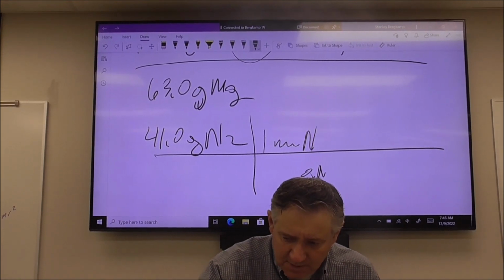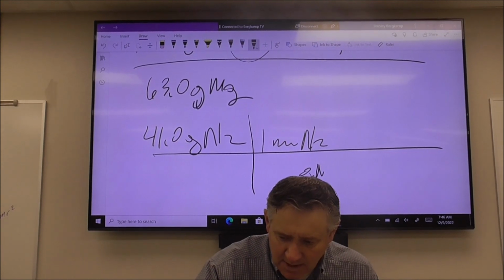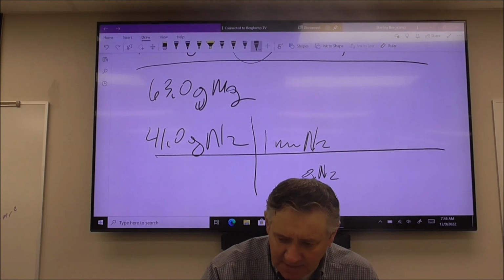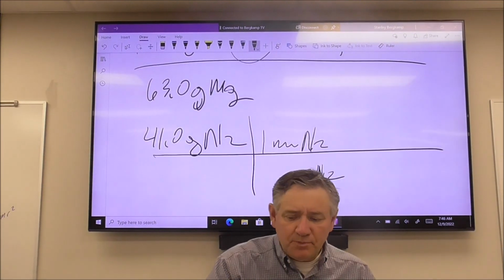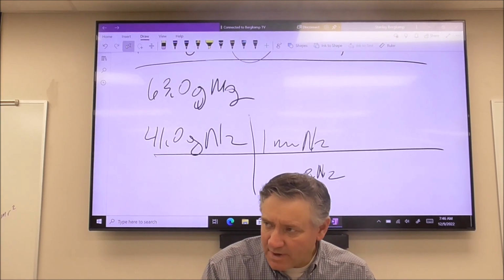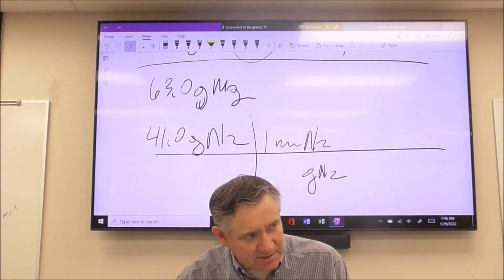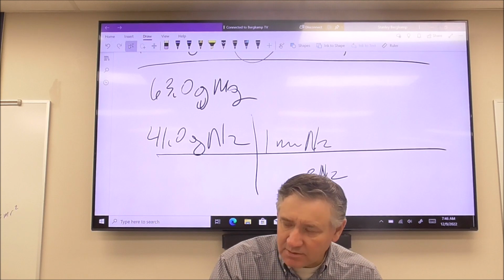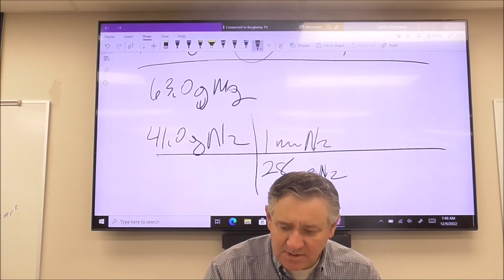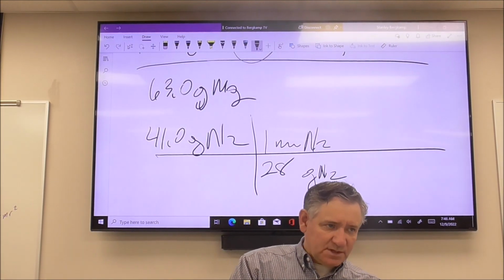1 mole of N2 up here. Now, here's the deal. When you do this, because this is diatomic, don't put 14 grams down here. You have to put 28 grams because this is N2. It's a diatomic molecule. You have 2 nitrogen atoms hooked up. So this needs to be 28 grams, not 14.